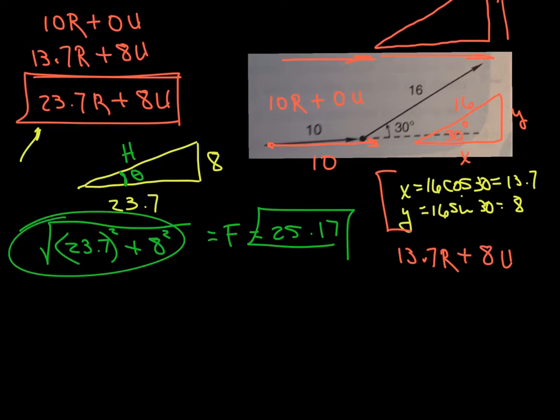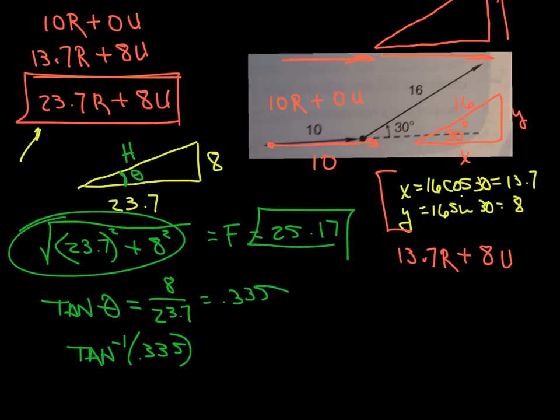Now we're looking for the angle, and again we're going to use tangent of theta equals opposite over adjacent, which gives me 0.335. So the tangent of theta is 0.335. So we're going to go ahead and change that to an angle. And that will equal my theta, which equals 18.54 degrees. So there's my other part.